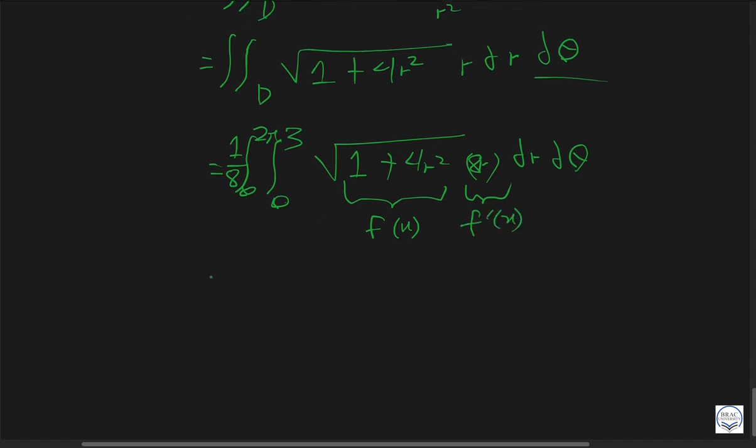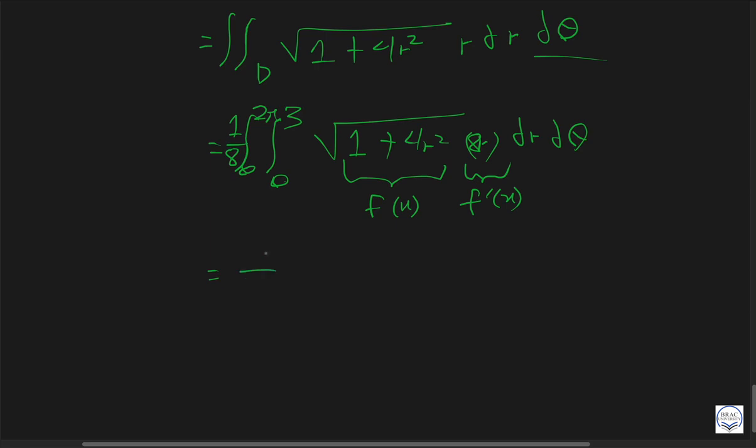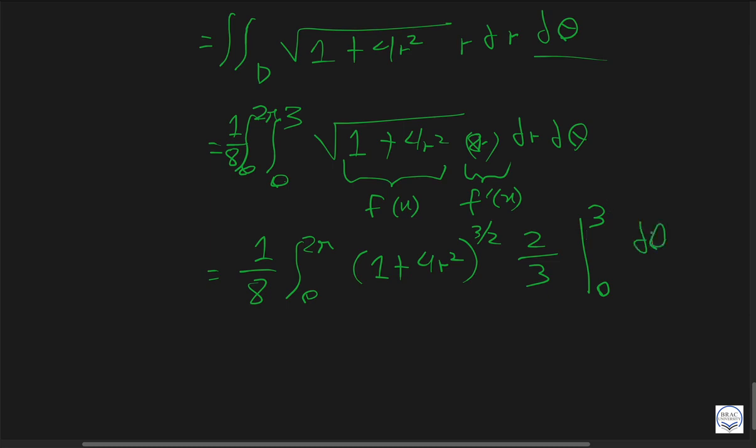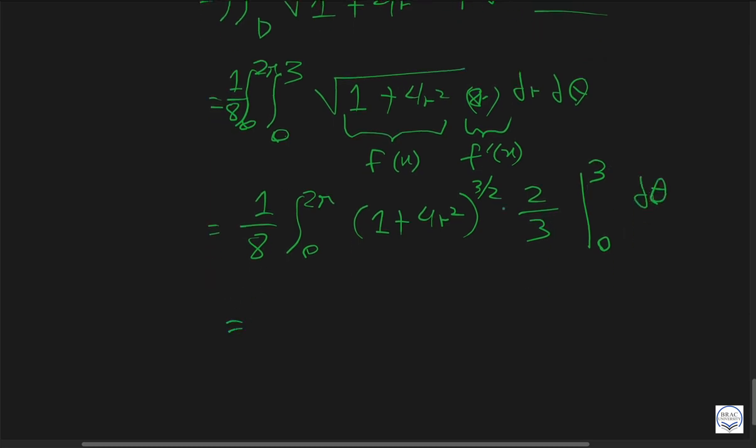Now we can use the same relation as before, where we increase the power of the function. The square root of 1 plus 4r squared, with the power increased by 1, gives us 1 plus 4r squared to the power 3 over 2. And we have to divide by 3 over 2, which is the same thing as multiplying by 2 over 3. We now have to substitute the limits, then integrate again with respect to theta. After substituting the limits, we should simplify this a little bit first. So 1 over 8 into 2 over 3 is just 1 over 12.